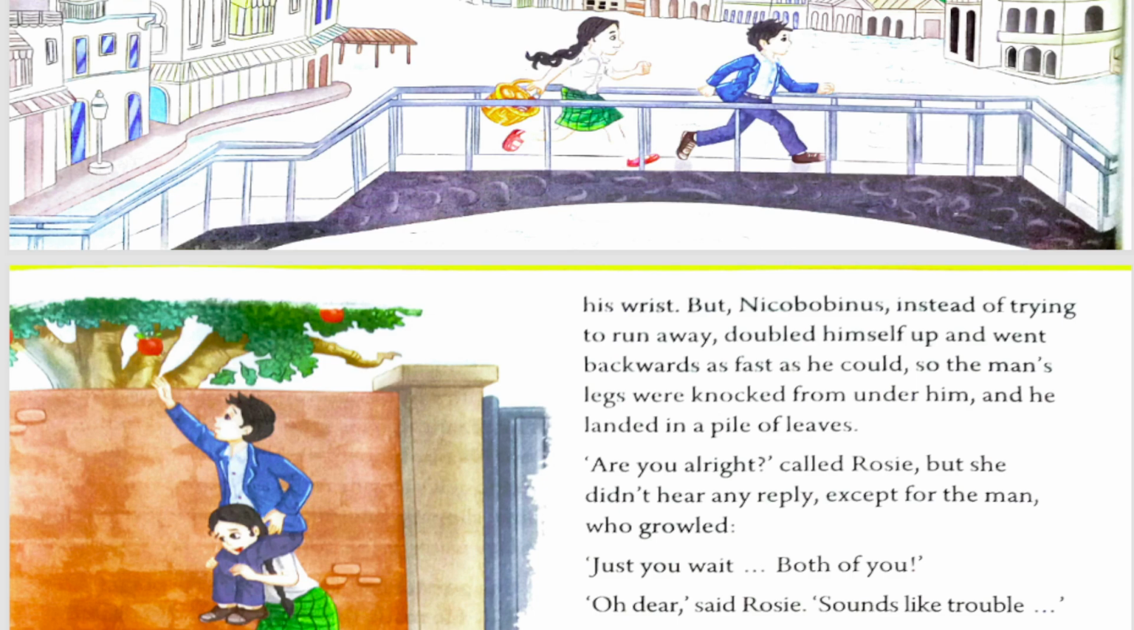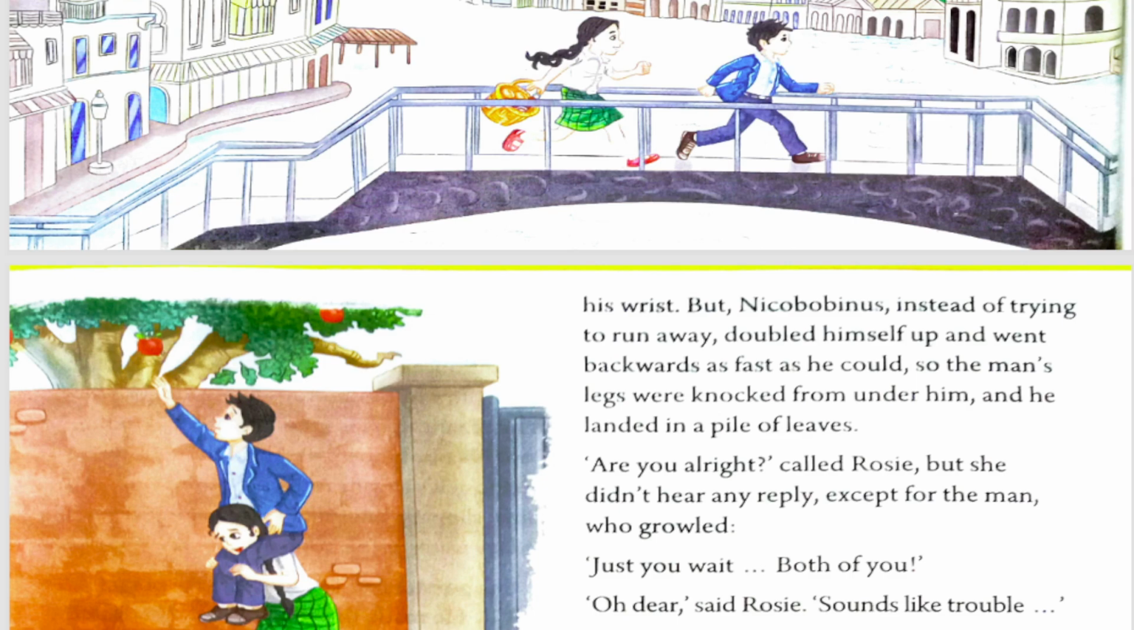Suddenly, a man came from behind him and held him with two hands. Being very little and weak, Nicobobinus couldn't get away. But instead of running forward, Nicobobinus moved backward and tripped over this strong man's leg. Consequently, in pain, the man released Nicobobinus, who then fell down on a pile of dry leaves.